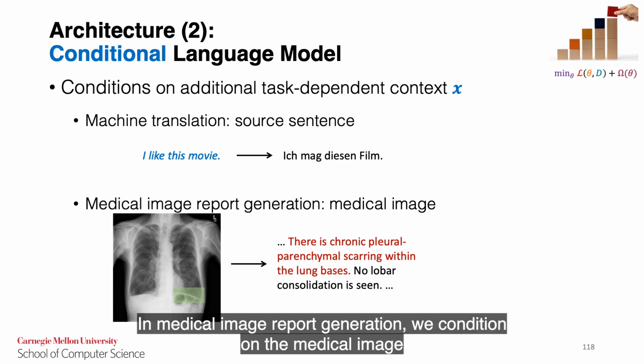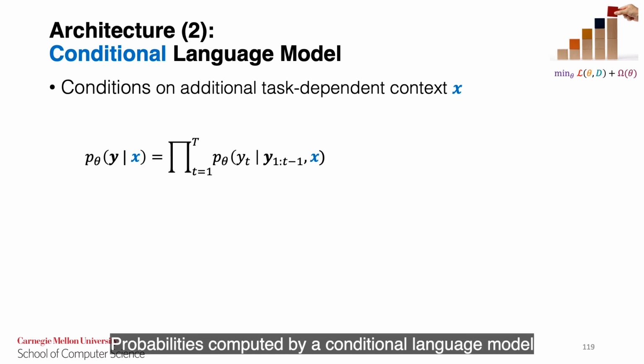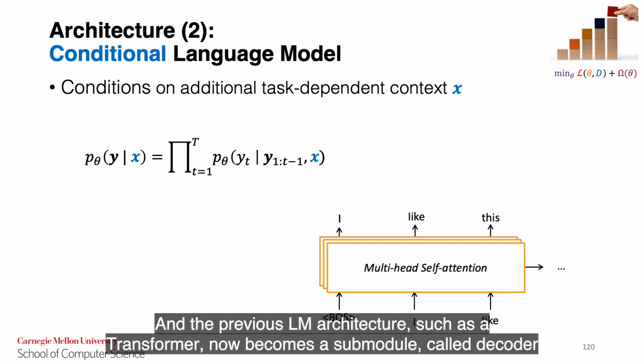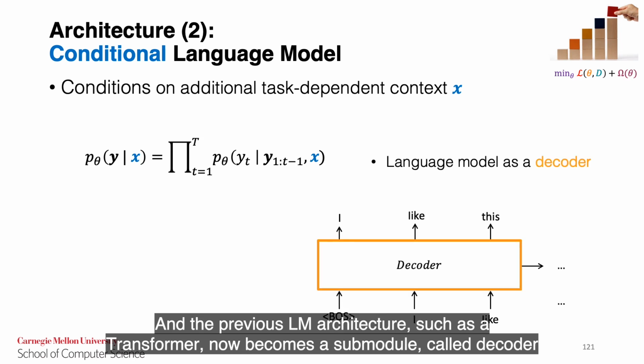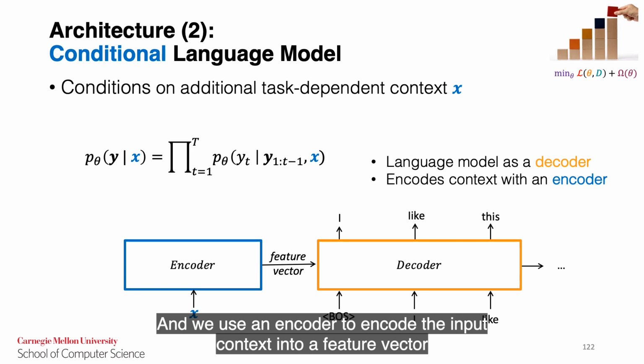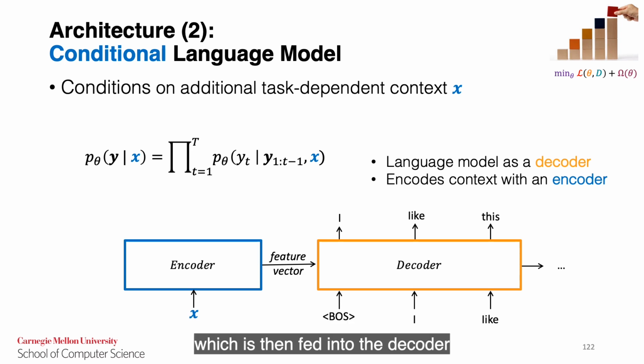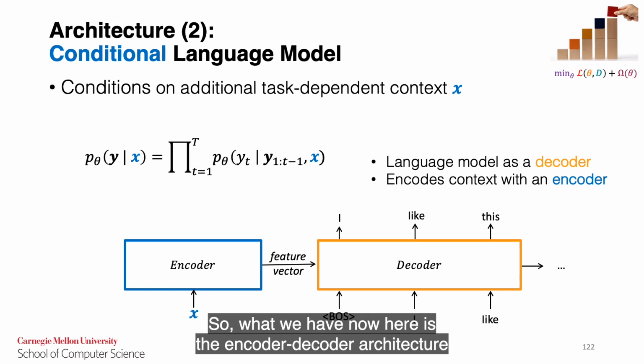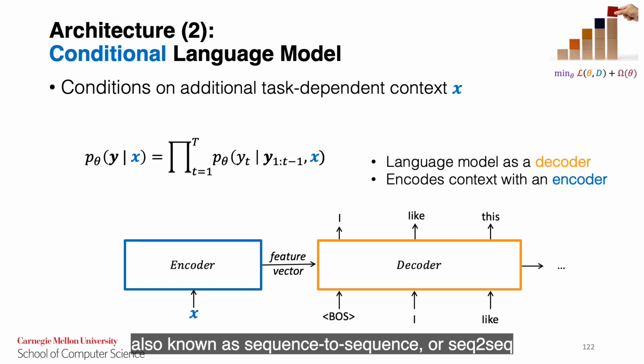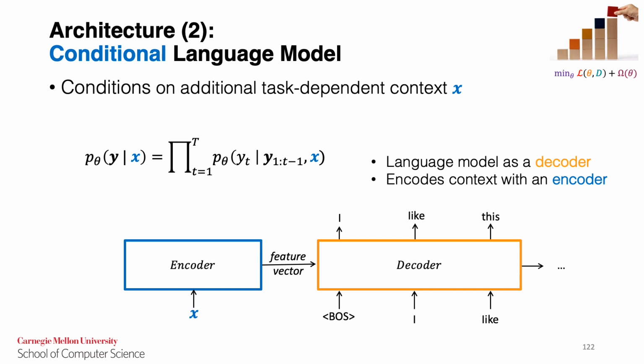In medical image report generation, we condition on the medical image to generate the report about that image. Probabilities computed by a conditional language model are conditioned on the context X at each time step, and the previous LM architecture, such as a transformer, now becomes a submodule called the decoder. And we use an encoder to encode the input context into a feature vector, which is then fed into the decoder. So what we have here is the encoder-decoder architecture, also known as sequence-to-sequence or seq-to-seq.